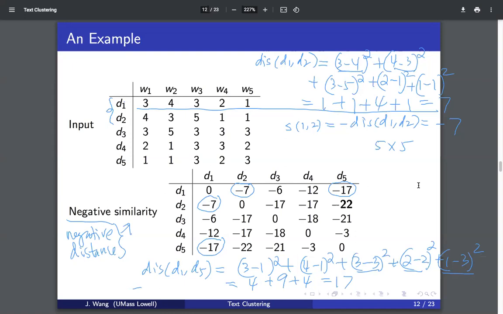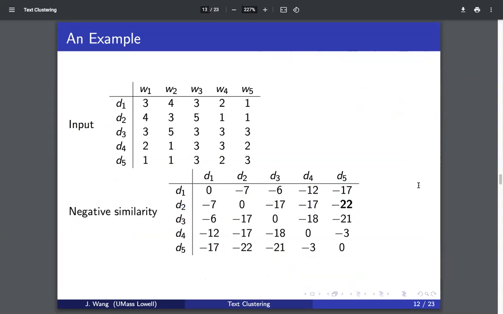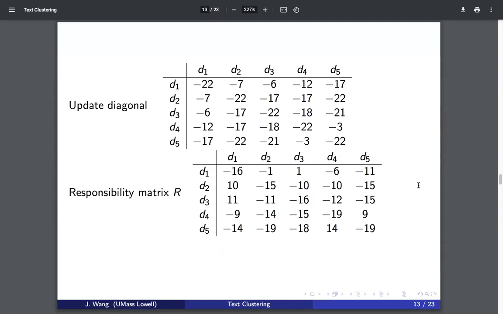So you compute this for each off-diagonal entry. If you have M objects, you do on the order of M squared computations, and you fill all the off-diagonal values. Then you take the smallest one. In this case, the smallest one is minus 22. You use minus 22 to fill in the diagonal, so minus 22 goes in each of these diagonal values. That's how we compute this similarity matrix, which is a negative distance.